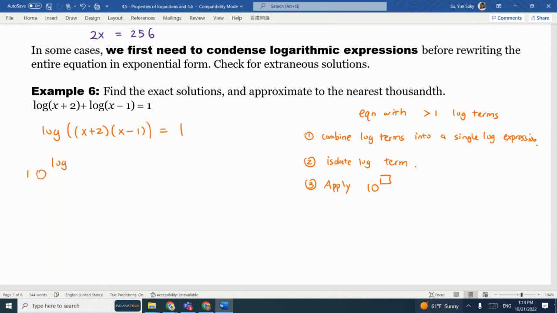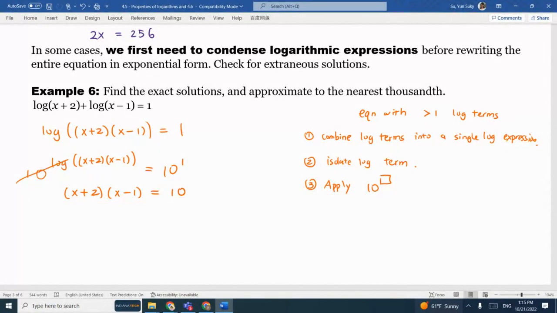So 10 raised to the power of log of (x plus 2)(x minus 1) equals 10 raised to the power of 1. Yes, both sides raised to the power of 10. Now 10 and log cancel. So we have (x plus 2) times (x minus 1) equals 10. Right? See? Now we have a quadratic equation.